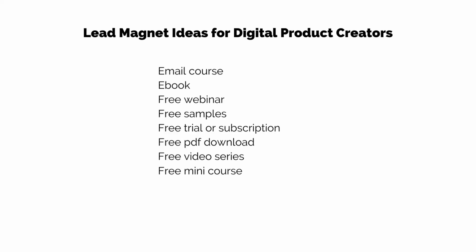Now, these ideas are dependent on the type of digital product that you're selling. So for example, someone who is selling website templates is going to have completely different lead magnet or freebie from someone who's selling an online course. So here are my ideas. You can do an email course, ebook, free webinar, free samples, free trial or subscription, a free PDF download, free video series, or a free mini course.